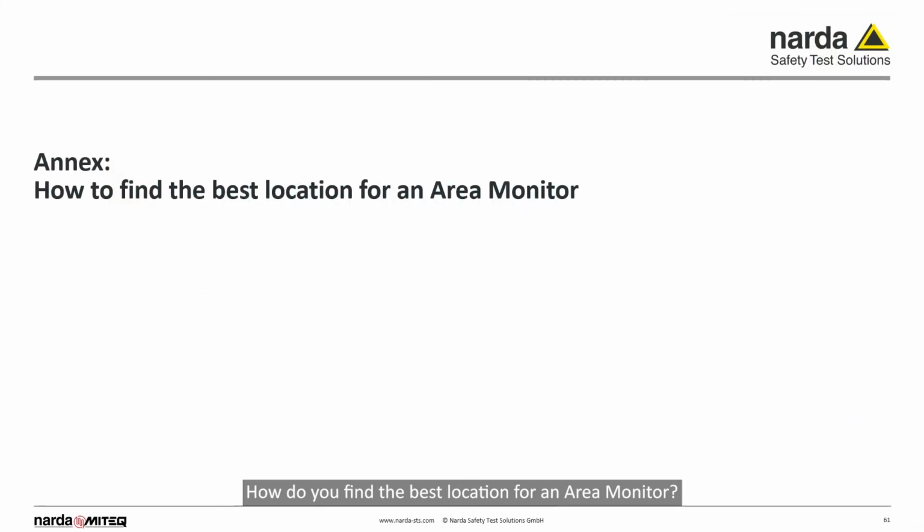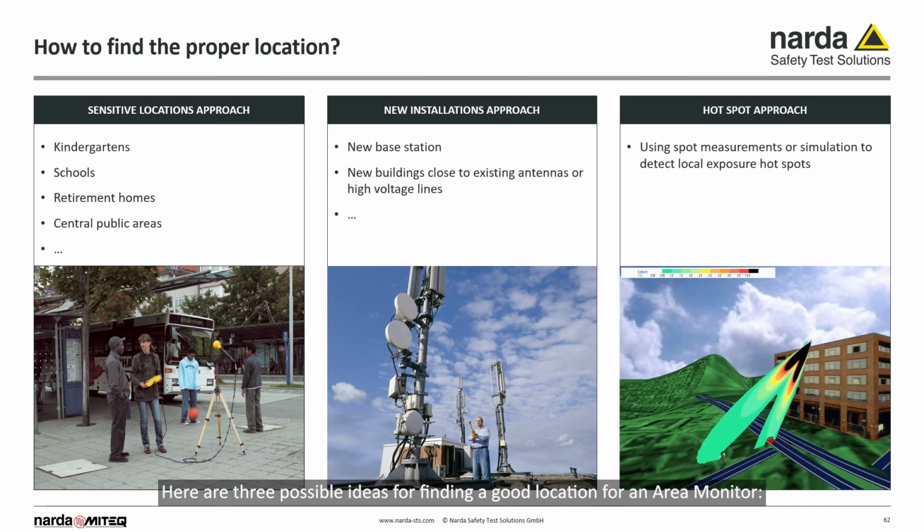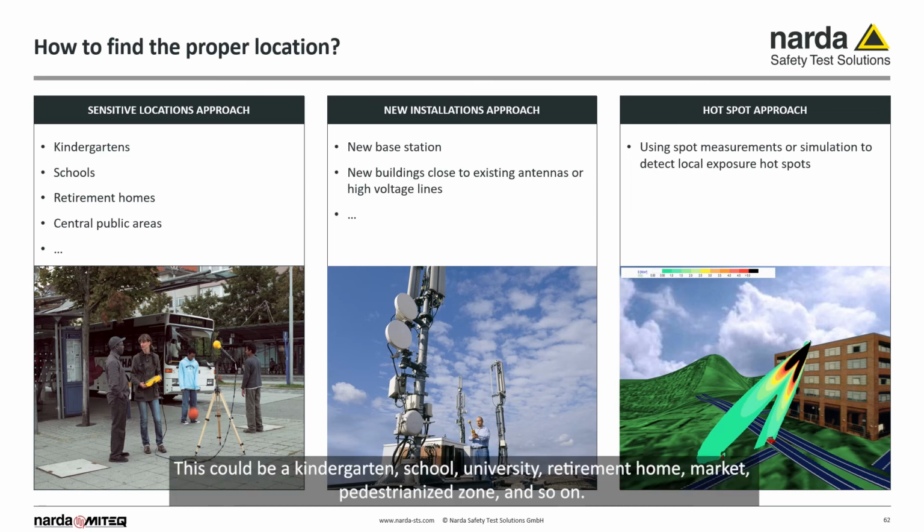Annex. How to find the best location for an area monitor. Here are 3 possible ideas for finding a good location for an area monitor. First, where is an area of public interest, a sensitive location? This could be a kindergarten, school, university, retirement home, market, pedestrianized zone, and so on.